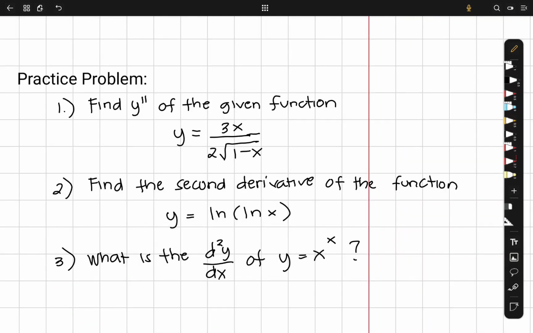Kung lubos nyo naunawaan yung ating topic ngayon, which is yung ating higher order derivative, kindly try to solve this problem. So, for number 1, find down natin yung ating double prime of the given function y is equal to 3x all over 2 square root of 1 minus x. For number 2, find down natin yung second derivative of the function y is equal to ln parenthesis ln x parenthesis. And lastly, what is the second derivative of y is equal to x raised to x?